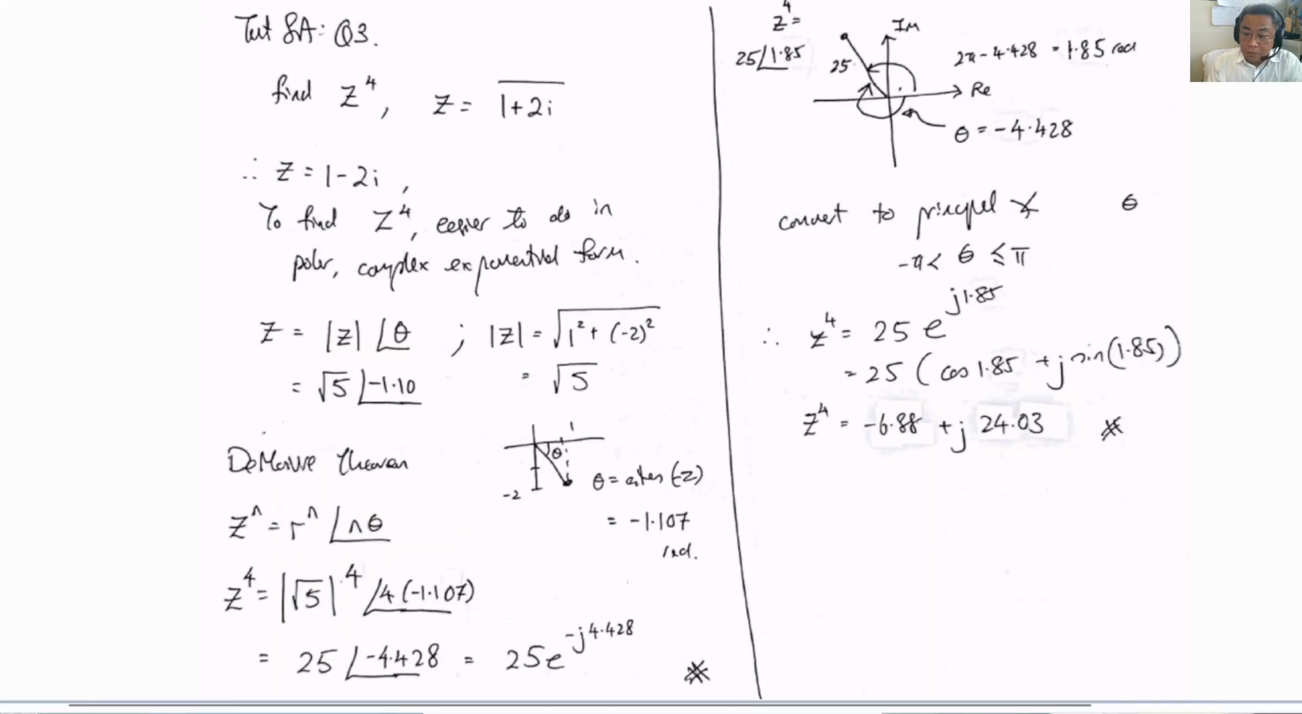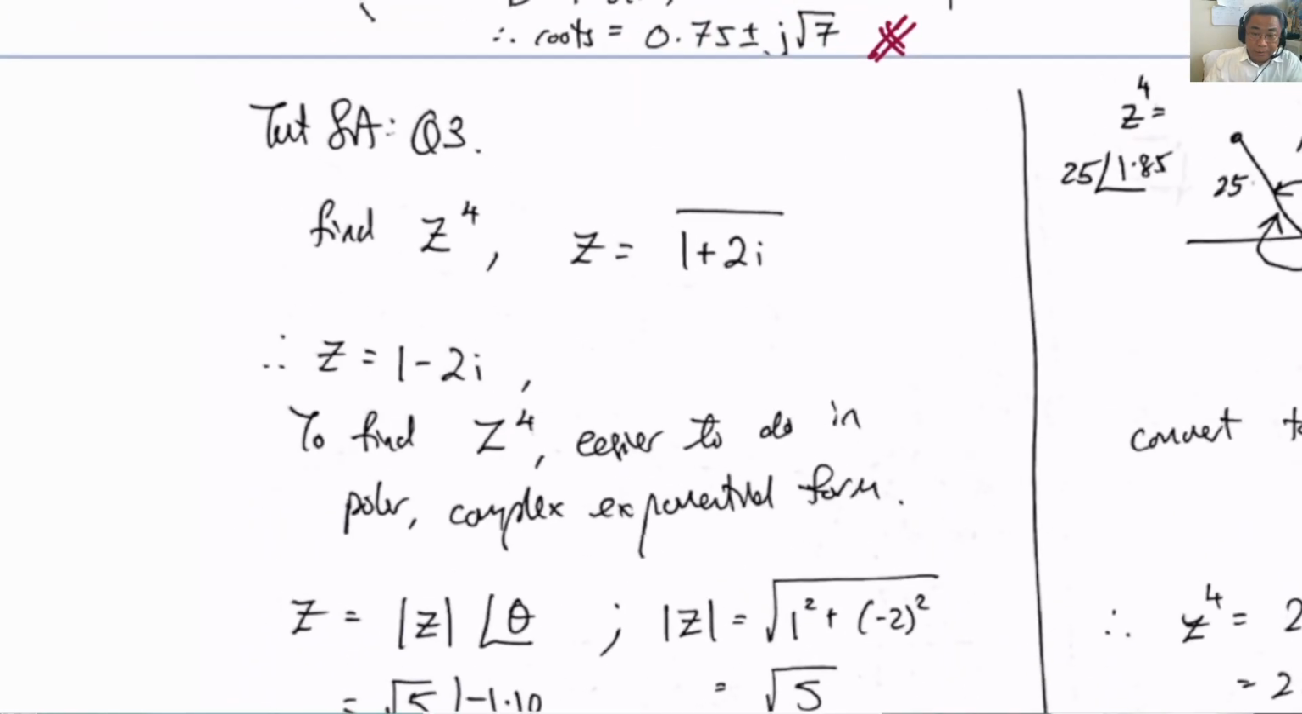This is tutorial 8A question 3. We're given a z in rectangular form. Remember there is a complex conjugate term here. So it's 1 plus 2i. Therefore z is actually 1 minus 2i. We're asked to find z to the power of 4.